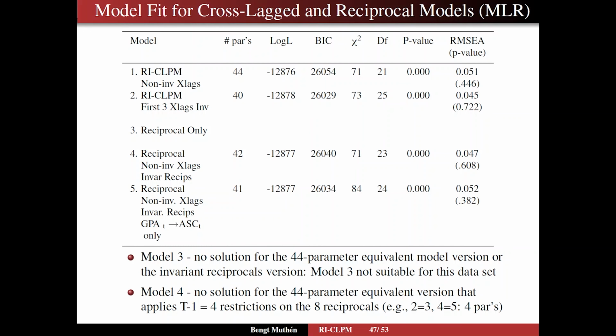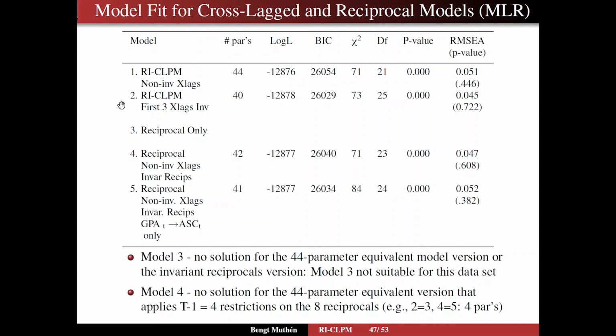On slide 47, we see a summary of the models we have fit to the GPA dataset. And to remind you again, we have 5 time points in this case. The first model is the random intercept cross-lagged model, where we have non-invariance among the cross-lagged effects because of the difference in the time interval between the last two measurements, last 2 time points. And we see that we have not too great of a fit. Even the RMSEA gets a fairly low probability of being less than the 0.05 value.